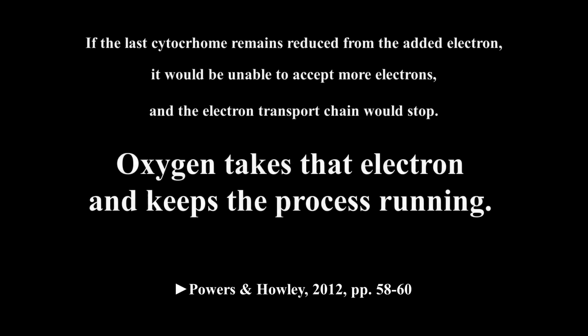If the last cytochrome, cytochrome A3, remains reduced from the added electron, it would be unable to accept more electrons, and the electron transport chain would stop. Oxygen takes that electron and keeps the process running. Oxygen combines with 2 hydrogens to make water.